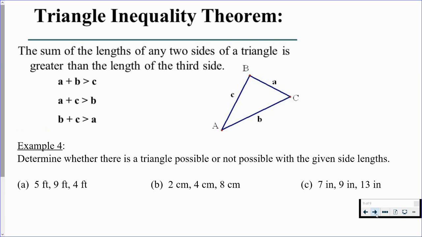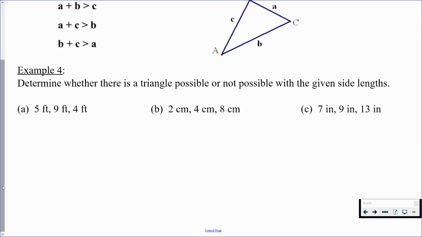Notice that the picture drawn here, A plus B should be greater than C. A plus C should be greater than B. B plus C should be greater than A. So any two added together should be greater than the third side in order for it to be a triangle. If, for example, look at these, we're trying to determine whether there's a triangle possible to be drawn given these side lengths, we need to check to see if that works. If any of them do not work, then the triangle is not possible. So let's take a look.